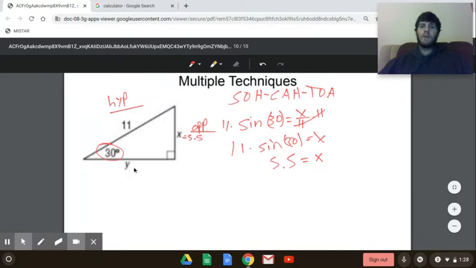Okay. To find y, there are now two ways we can use. We can use the Pythagorean theorem, right? We could say 5.5 squared plus y squared equals 11 squared. Leg squared plus leg squared equals the hypotenuse squared. So that's one way. The other way is, this is going to be your adjacent side, and then you could use adjacent and hypotenuse, and you could use cosine. So you could say cosine of 30 equals y over 11. Okay, let's do it both ways and see if we get the same answer.